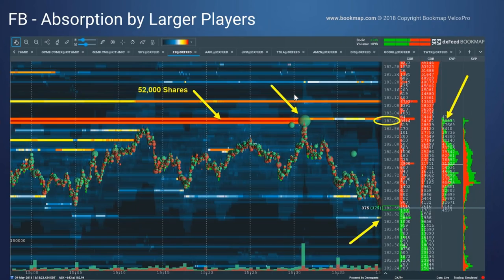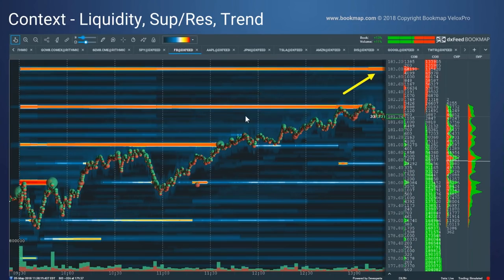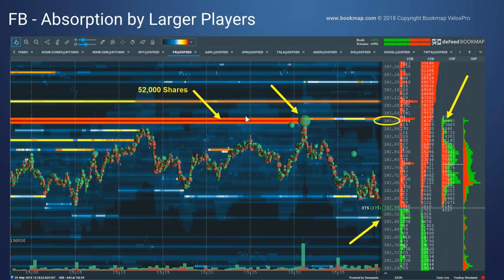Here's another in Facebook. I think this is the same chart. Yeah, 183. This is just later in the day. How many did we see up here? 68,000. Well, 52,000. It came down to 52,000, so they did pull some of it. Look at the transaction into it. Completely absorbed. We did not go through it. In fact, you can still see they're in the book still here with high liquidity.